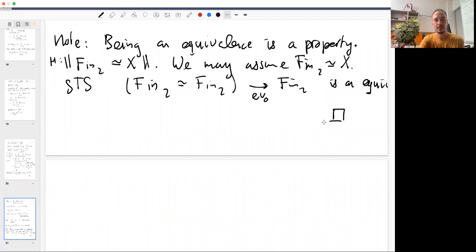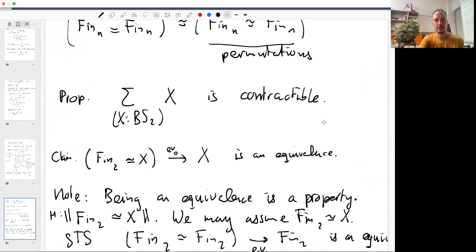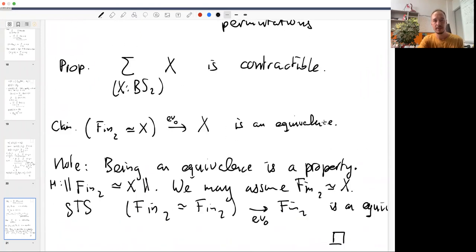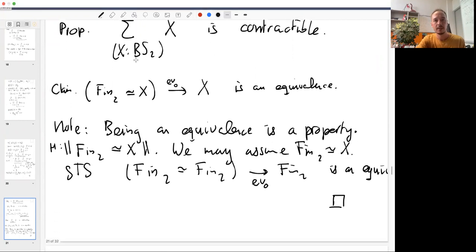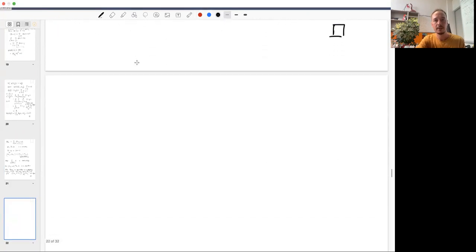Okay, so we saw now that the type of pointed two element types is contractible. Are there any questions about this? If not, I will carry on.